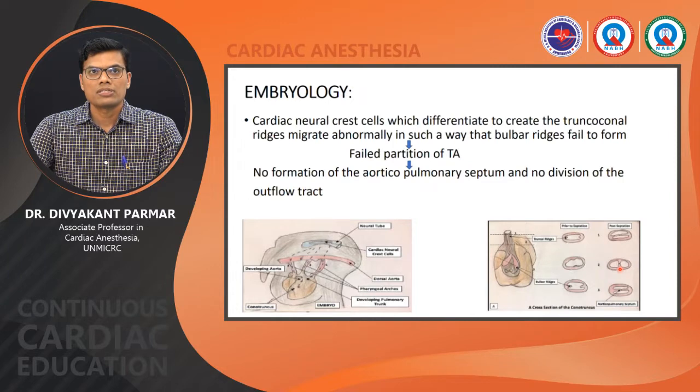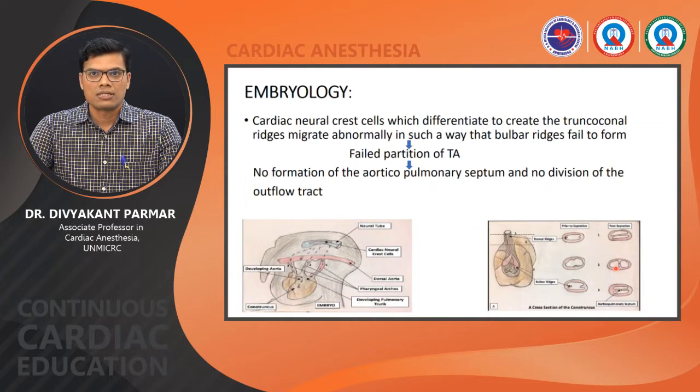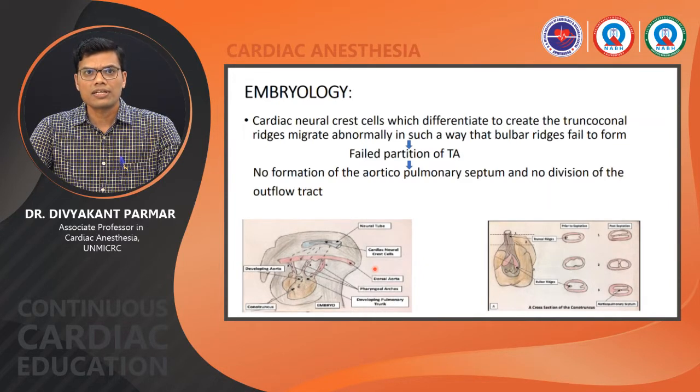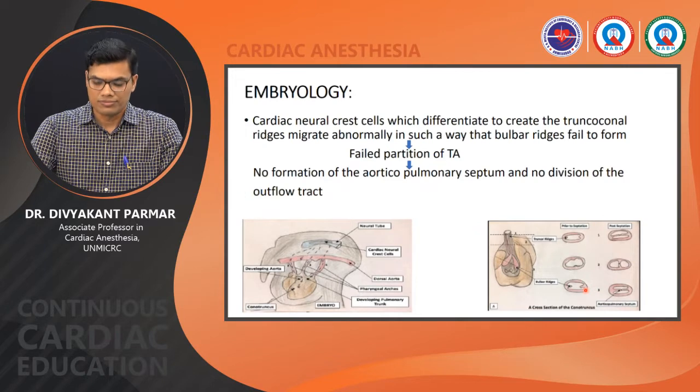Coming to the embryology, the heart is the first organ to develop in the embryo at around 4 weeks of age. The following image shows how it develops during embryo development. Cardiac neural crest cells, which differentiate to create the truncoconal ridges, migrate abnormally in such a way that the bulbar ridges fail to form. This leads to failed partition of the truncus arteriosus and persistent truncus arteriosus. So, there is no formation of the aorticopulmonary septum and no division of the outflow tract.